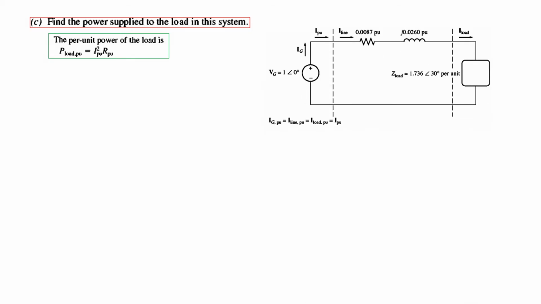And now we come to the third part. Find the power supplied to the load in the system. Now we know the per unit power of the load will be I square into R. So I square pu times R pu. This was the circuit.